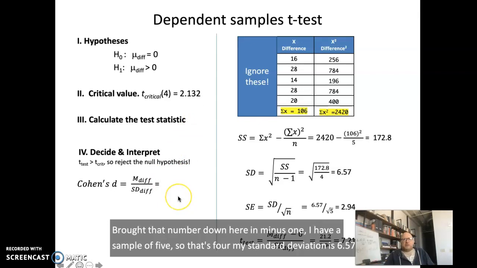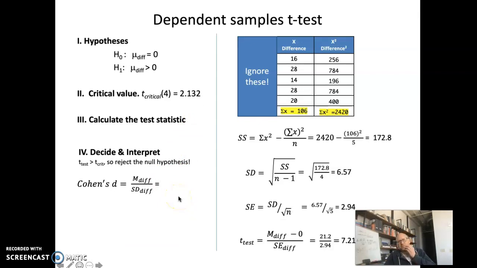And one of the things we'll need to do next, though, is to find out if this has a big effect. So again, Cohen's d tells us if it's a big effect or not. The mean difference, again, that's my total difference divided by 5. So the average difference score is 21.2. My standard deviation gets rid of the sample size. That was 6.57. That's a 3.23.